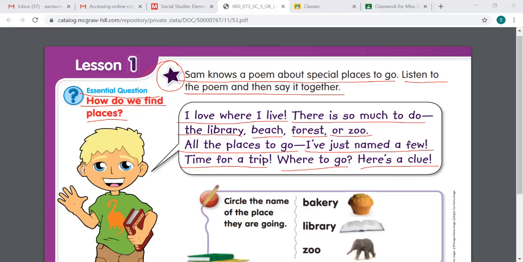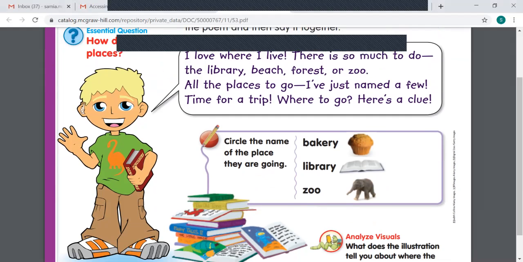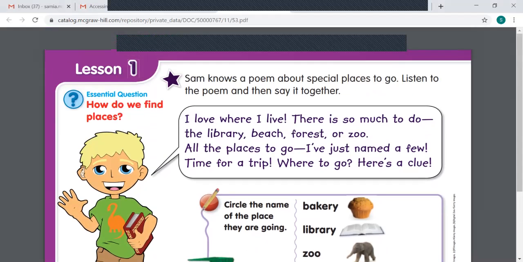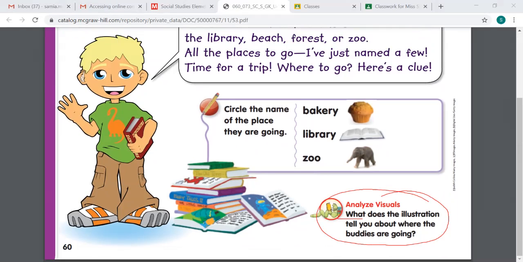Here's a clue. Well, the buddies are going on a field trip. Where could they be going? Let's look at the clues he's telling us about. All right, let's look here. Let me get my little marker here. Now, the illustration, let's look over here. It says analyze visuals. What does the illustration tell you about where the buddies are going?